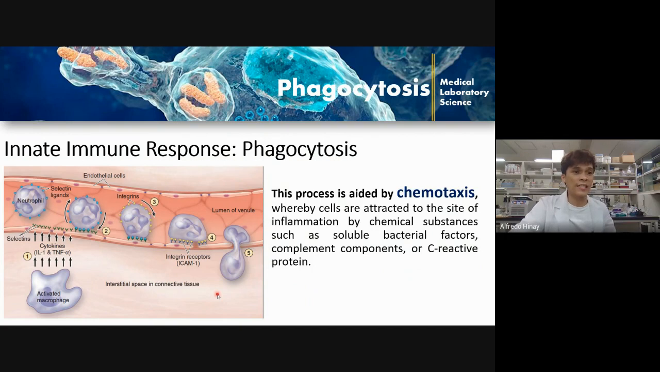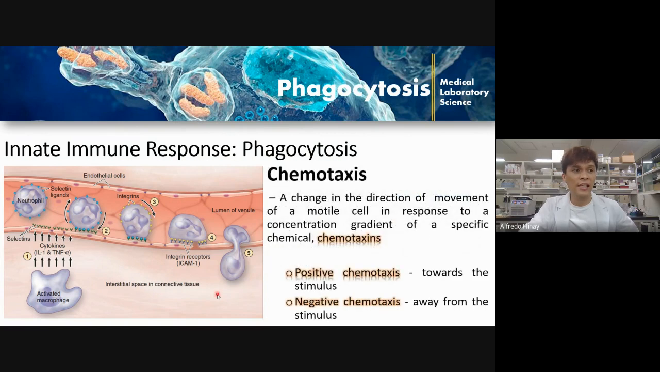Diapedesis, class, means the physical movement of your neutrophil from rolling to migration. This process is aided by chemotaxis. For example, you have your cytokines, interleukin-6, and you have your TNF-alpha. Please take note, class, that chemokines or chemotaxins are the communication molecules of your cells. Without chemotaxis, class, the movement is random.